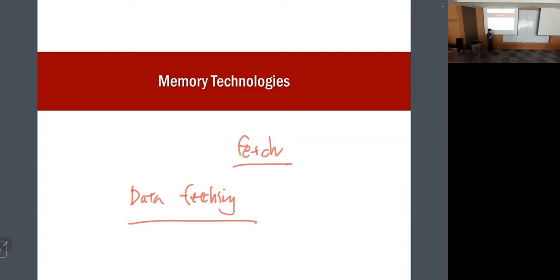But it's not true. If the data is found in the main memory, like DRAM, then it will take many cycles to fetch data from main memory. It will take about 100 cycles, or it can even take about 1,000 cycles. So it's very, very slow.